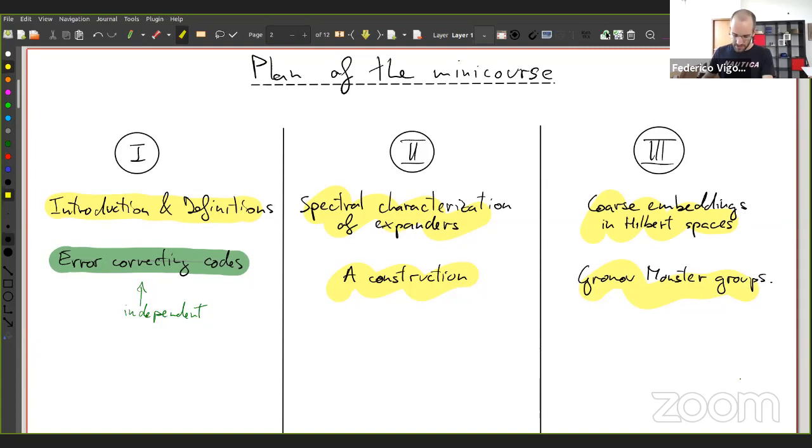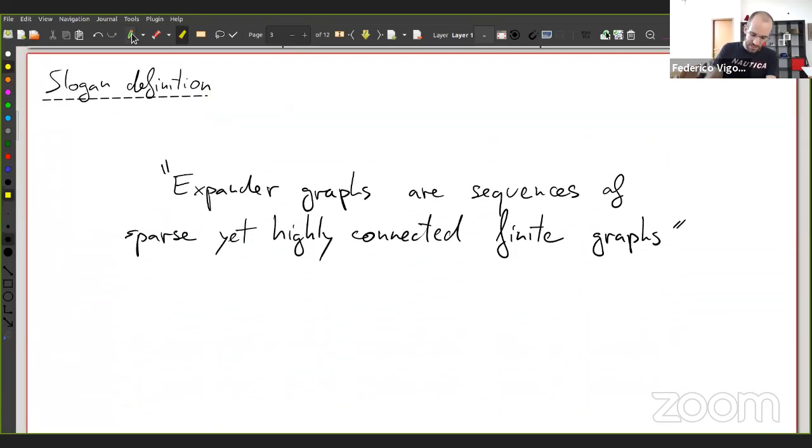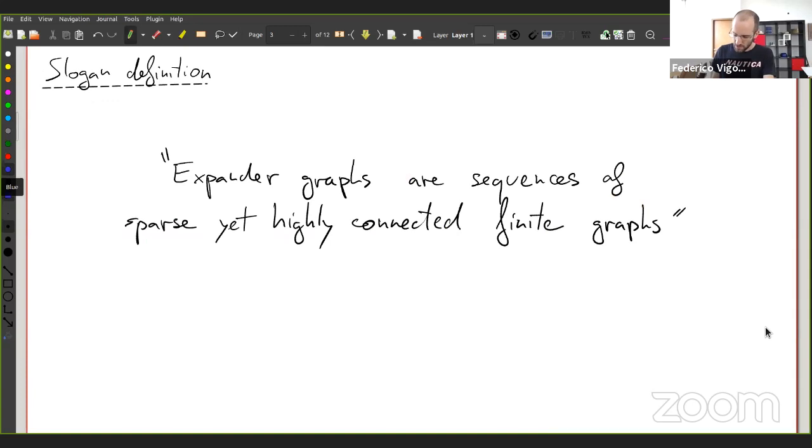Okay, so let's begin with a slogan definition, which is also the definition that I gave in the abstract. That is that expander graphs are sequences of sparse yet highly connected finite graphs. What we gain from this is that we care about finite graphs, but since finite graphs are coarsely trivial, we want to add some more interest to it. We want to look at arbitrarily large finite graphs.